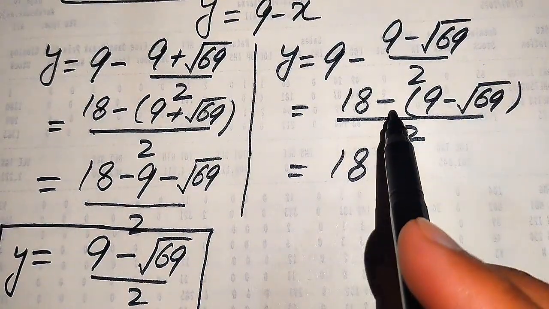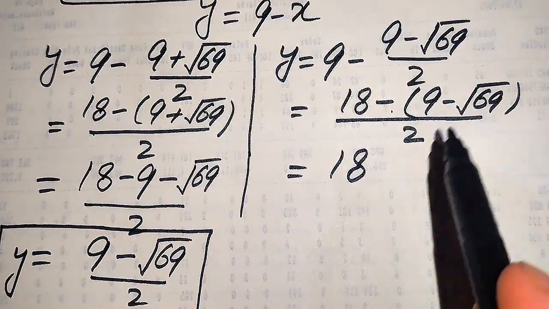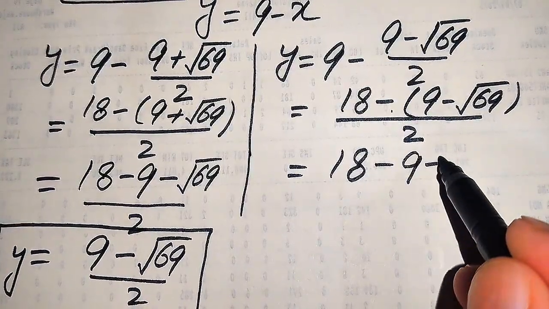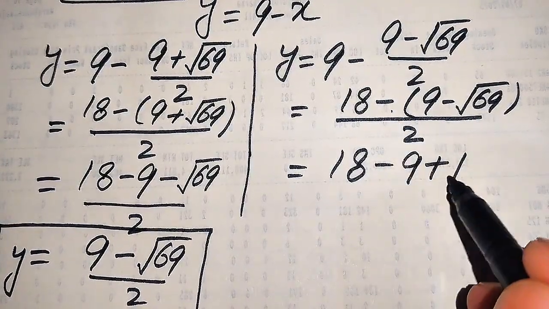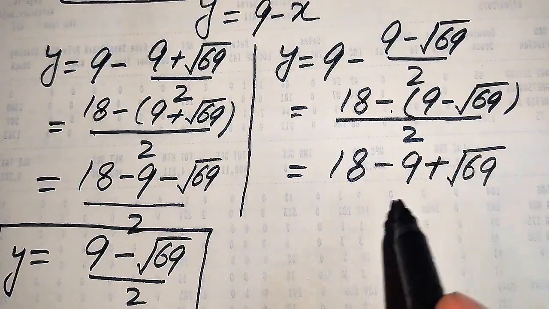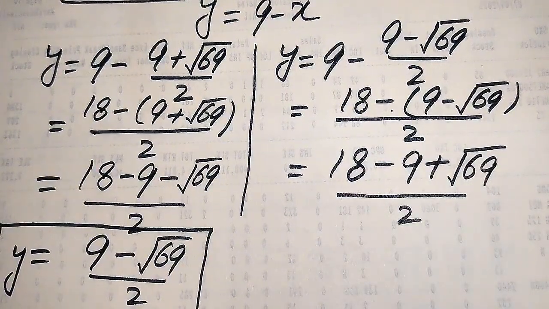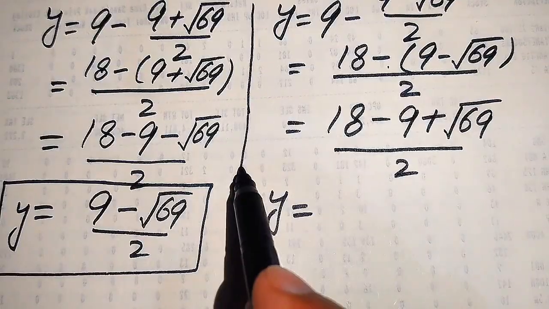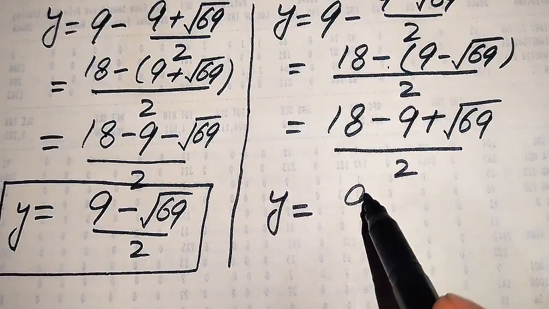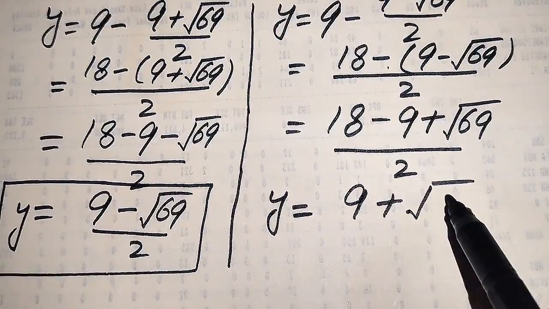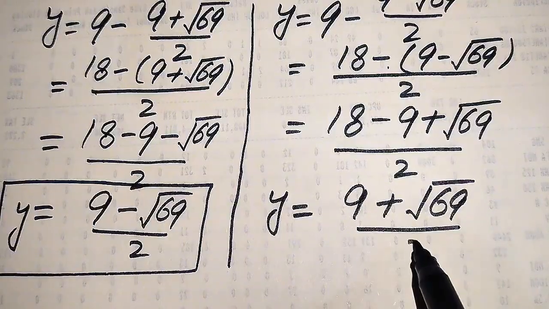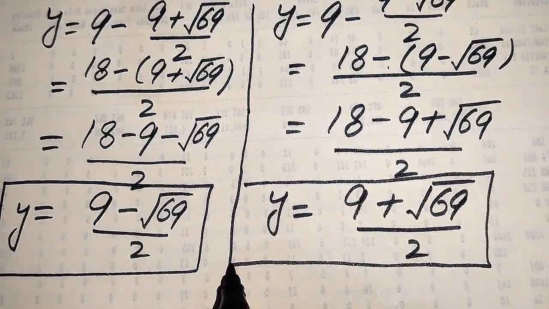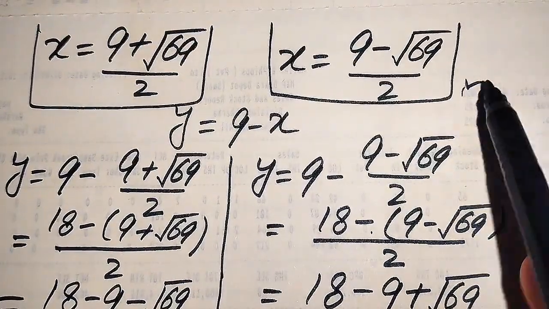So here we need to multiply this negative sign separately on both of these values, and it becomes 18 minus 9, and this is minus times minus becomes plus square root of 69 divided by 2. And in the next step we have y is equal to, this is 18 minus 9 becomes 9 plus square root of 69 divided by 2. So this is the value of y corresponding to this value of x.